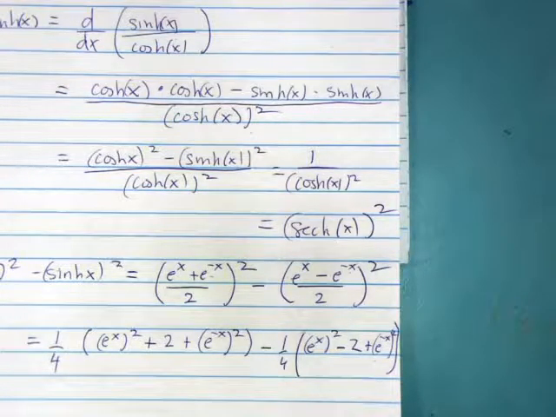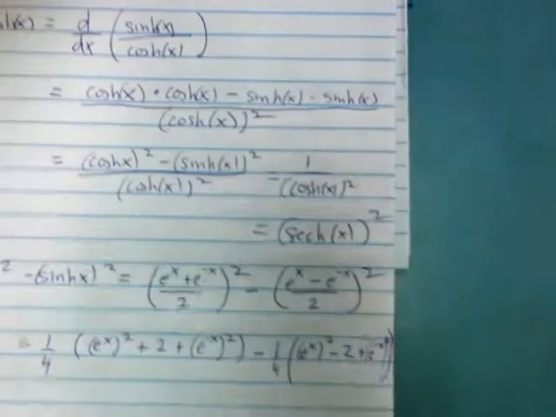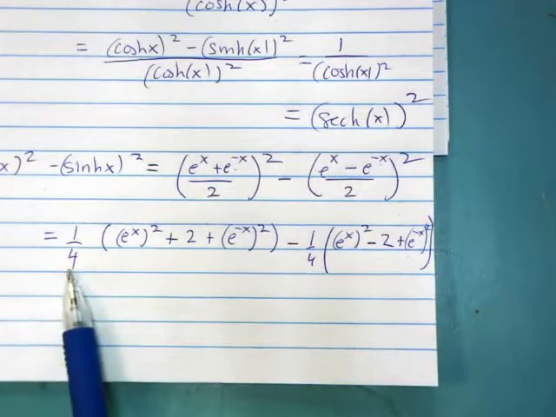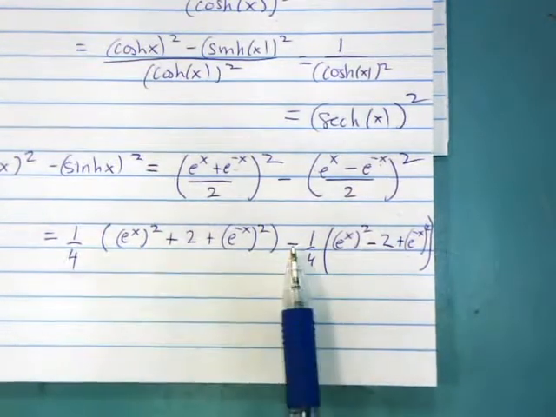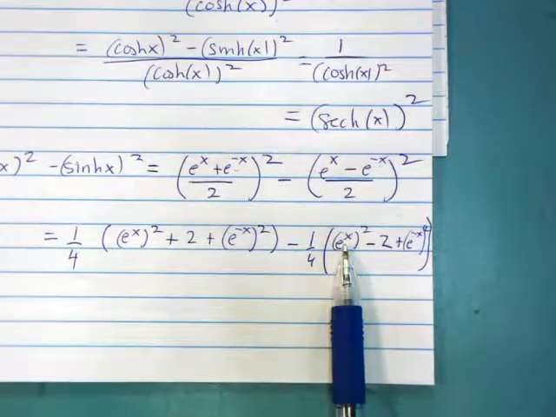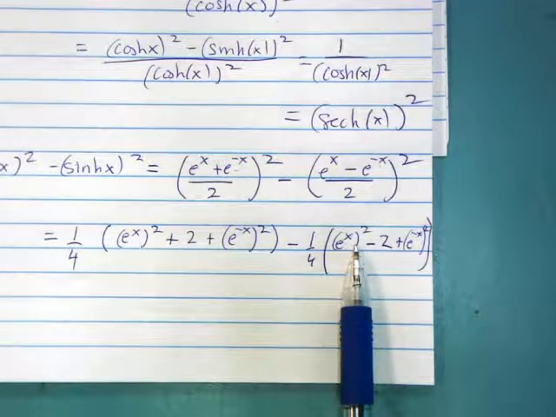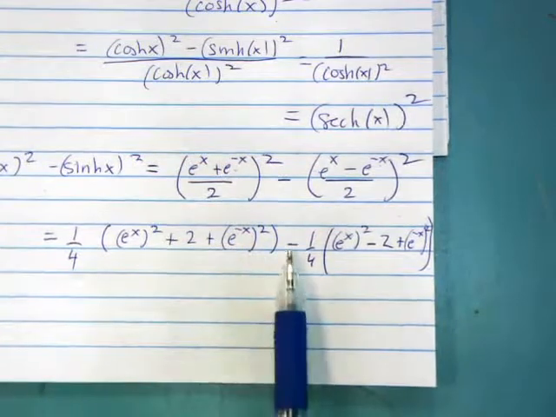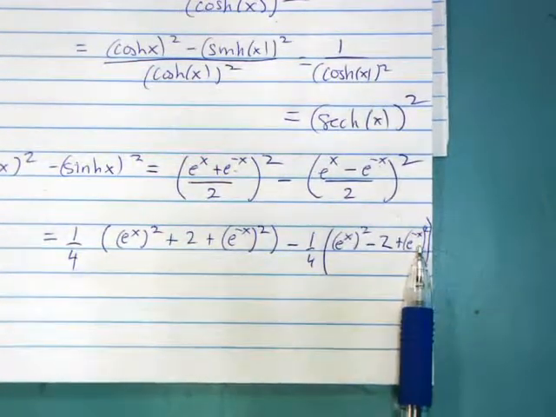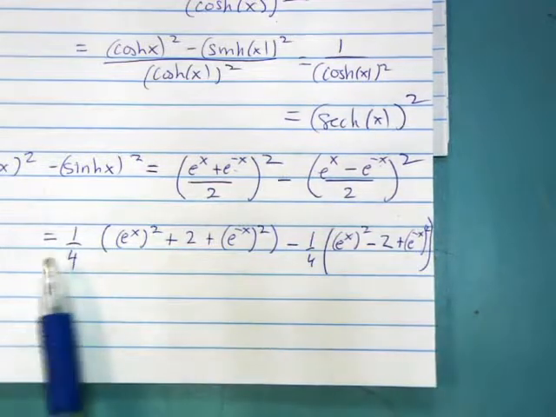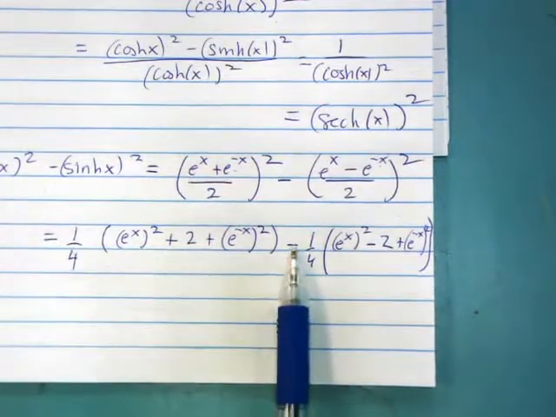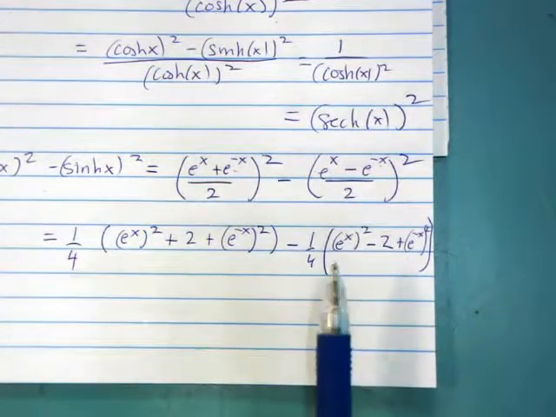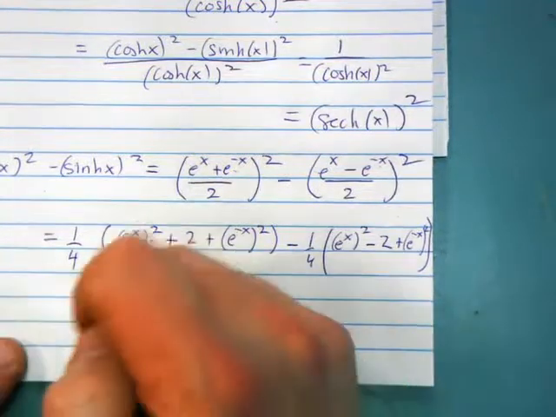So some really good things happen now. What are the really good things that happen? Notice I've got a 1/4 e to the x squared, and here I've got a minus 1/4 e to the x squared. Those cancel out, correct? And then I have a 1/4 e to the negative x squared, and a minus 1/4 e to the negative x squared. Those cancel out. And then I've got a half minus negative a half. A half minus negative a half is 1.